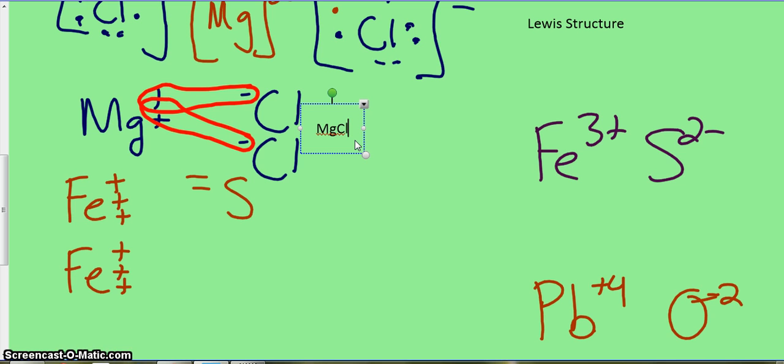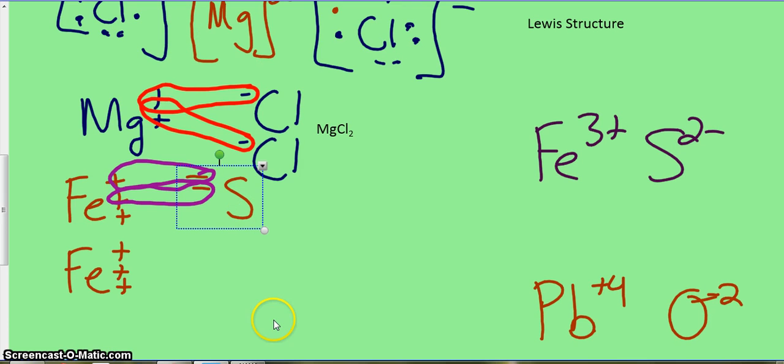Wrong one. There we go. Now when I look at something like an iron 3+ combining with a sulfide ion, here I have a +3 and a -2. Hopefully we can see that we're not going to be able to pair up easily from the start. I'm going to need more sulfide ions. Right now, I have one positive charge left over. So let's grab another sulfur.